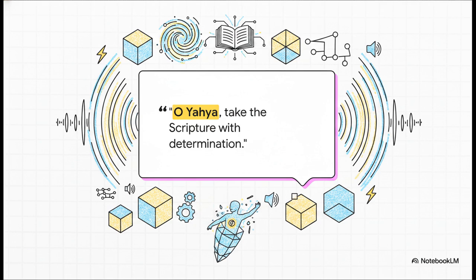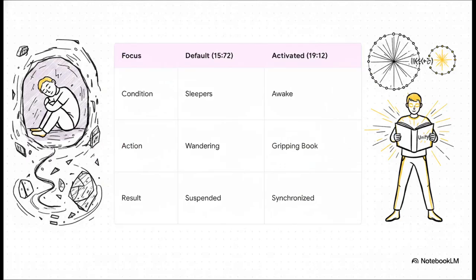O Yahya, take the scripture with determination, or structural strength. This right here is the climax sequence of the entire system. It's literally the ultimate escape card. A quantum handshake that jolts you from being a passive sleeper into an active execution node, allowing you to finally awaken from the illusion. So the absolutely crucial point here is comparing these two possible states.